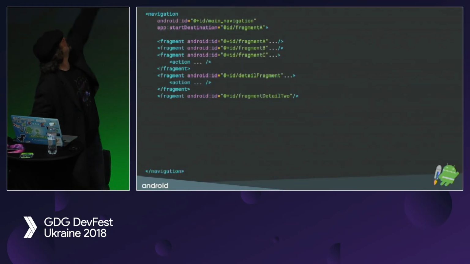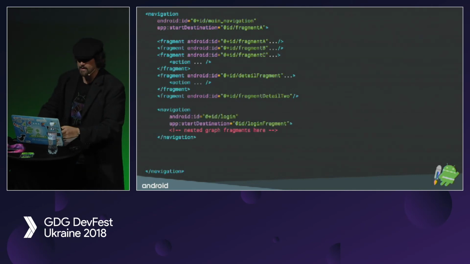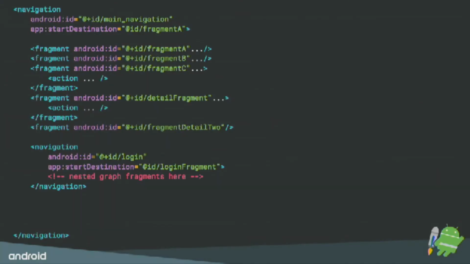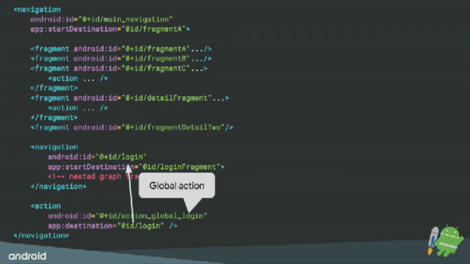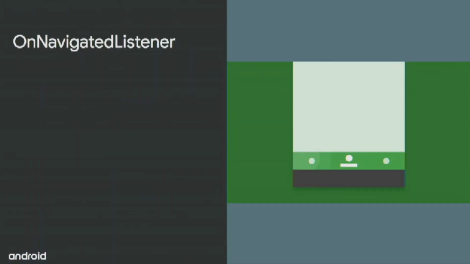So here's what our graph without that login flow ends up looking like. And here is the nested login graph. So that blur there actually represents the outer navigation graph nested within the outer navigation graph. And then we have our global action here, which uses the ID of the nested login graph as its destination.